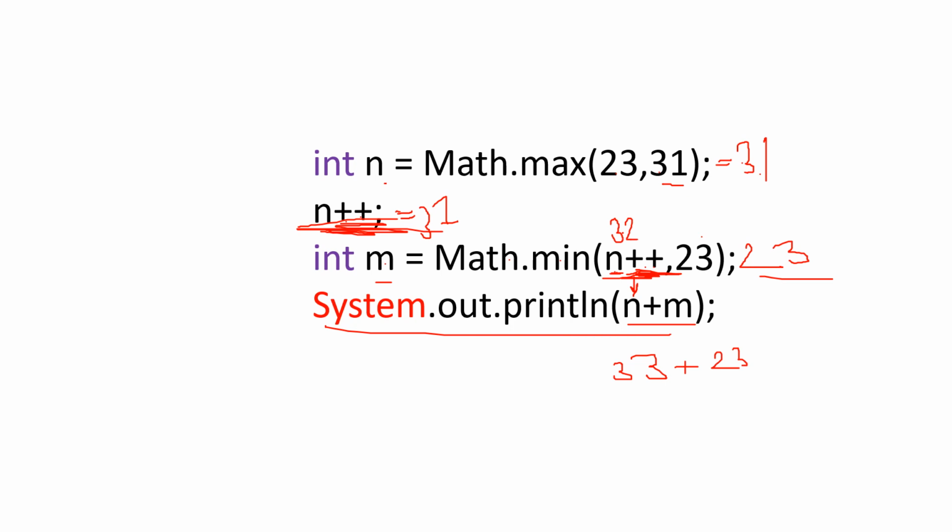And in the print statement where we call n for the third time in our program, here the n will be 33, because in the previous line you can see you have done n plus plus, so the effect of that plus plus will now be seen in this n. So it is 33 and m is 23, so 33 plus 23 should be 56. So the output of this program was 56.